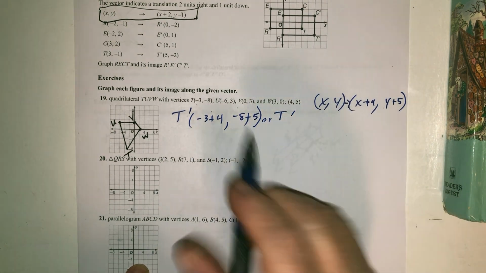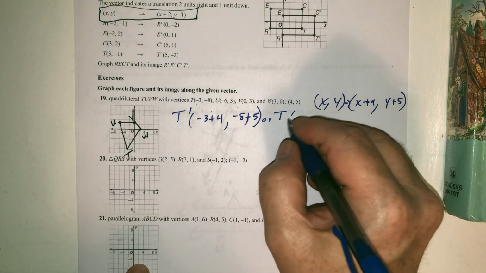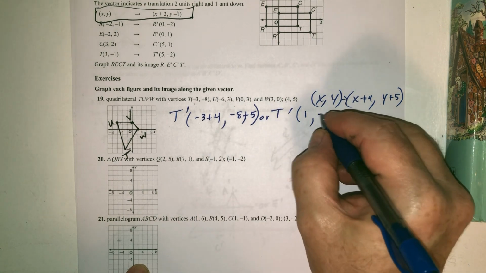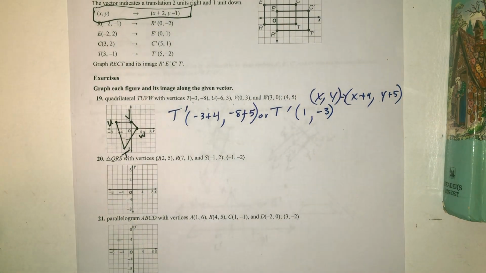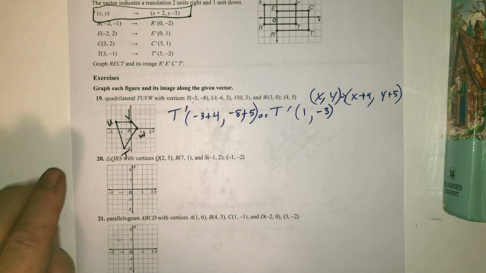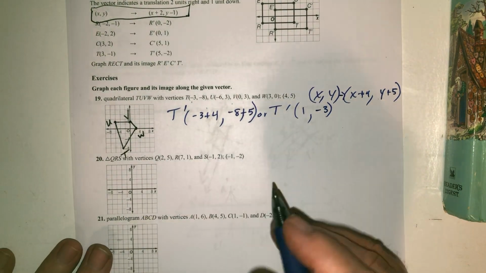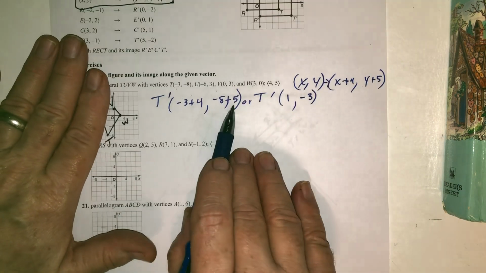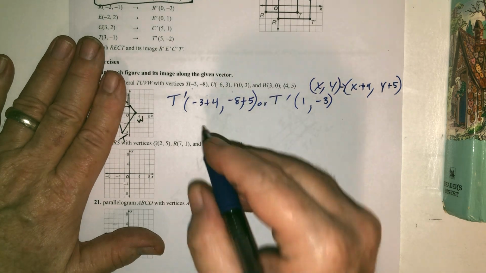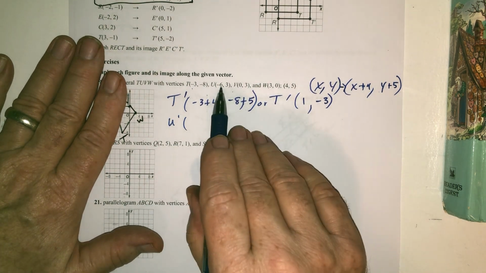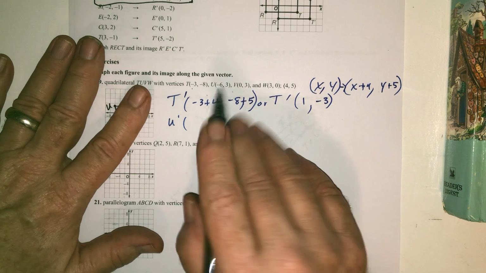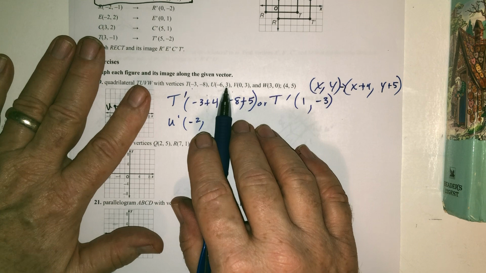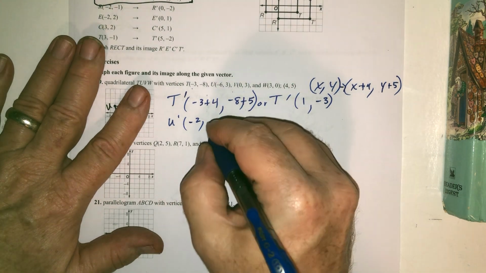Or if you just want to say, -3 plus 4 is 1, and then -8 plus 5 would be -3. So there's your coordinates. (1, -3) are your coordinates for point T prime. I probably would skip writing down the work. It's okay if you do, but if you need to write it down, please feel free to do so. So U prime, take the x-coordinate, increase it by 4. -6 plus 4 would be -2. Take the y-coordinate, which is 3, and increase that by 5. 3 plus 5 would give you 8.